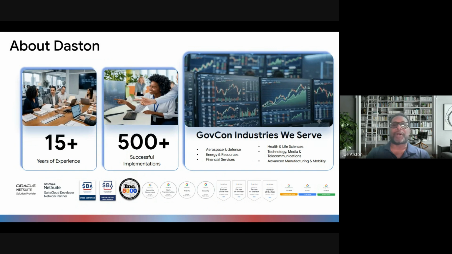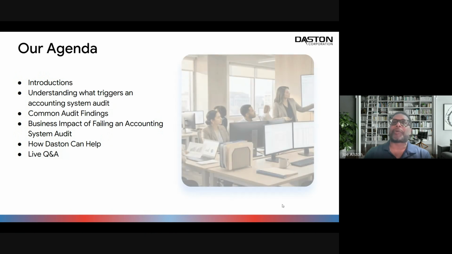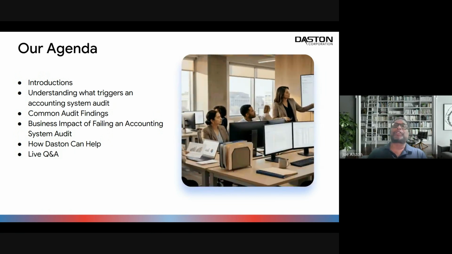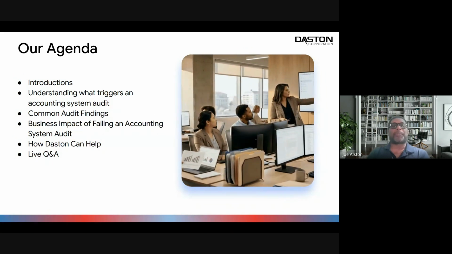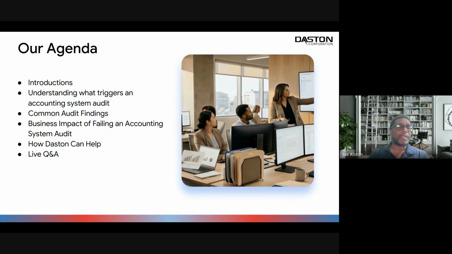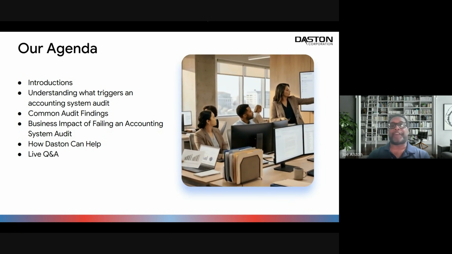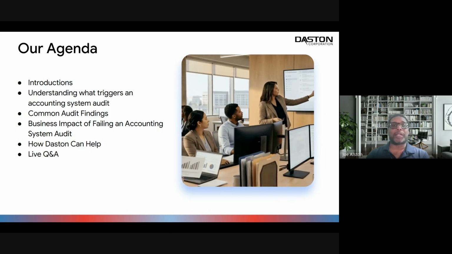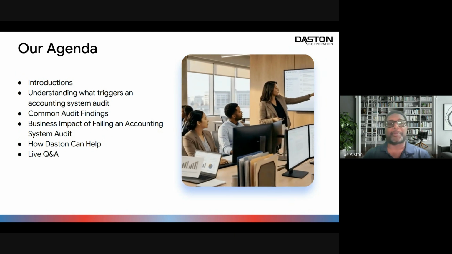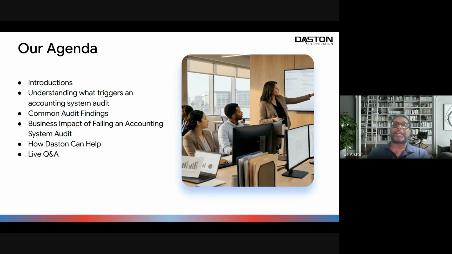Without going too much further, let's hop into this. Let me go over the agenda, give you an idea of what we're going to do today, and then I'm going to hand it over to Bryce. We've already done our introductions. Our plan today is to give you an understanding of what triggers an accounting system audit, some of the common audit findings, the business impacts of failing an accounting system audit, as well as how Daston can help. Afterwards, depending on how much time we have, we'll do a live Q&A and answer some of your questions. So with that said, let me introduce you to Bryce.